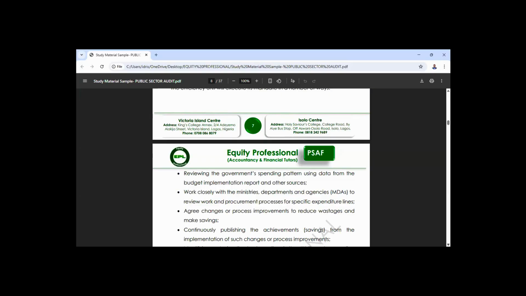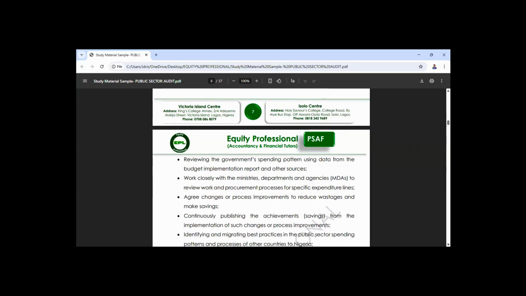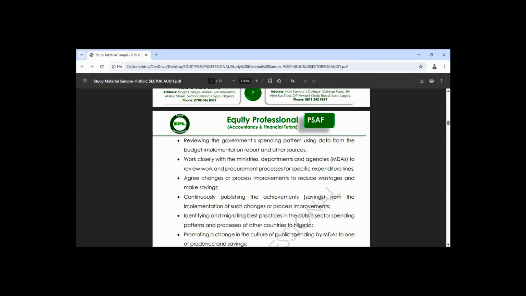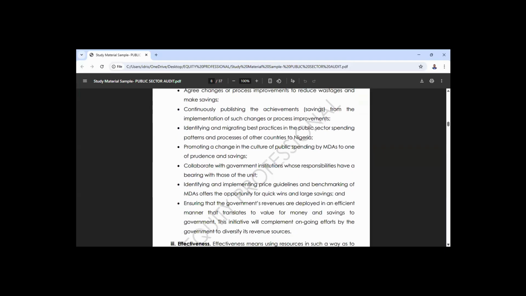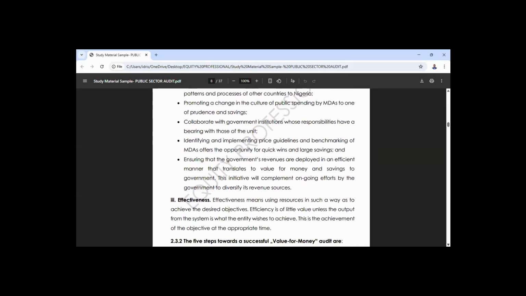This is one of the mandates of efficiency units. Another mandate of efficiency unit is to agree to changes or process improvements to reduce wastage and make savings. This is also one of the mandates of efficiency unit. Another mandate of efficiency unit is to promote a change in the culture of public spending by NDA.